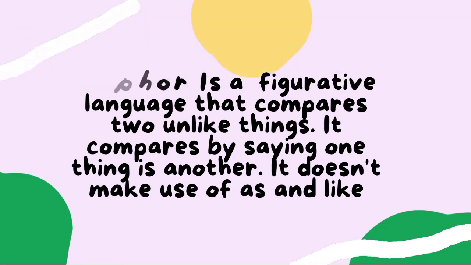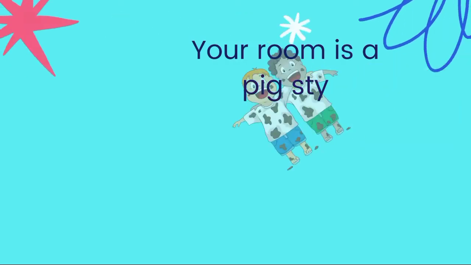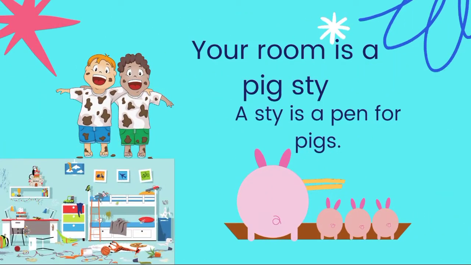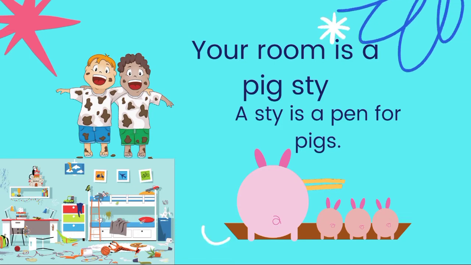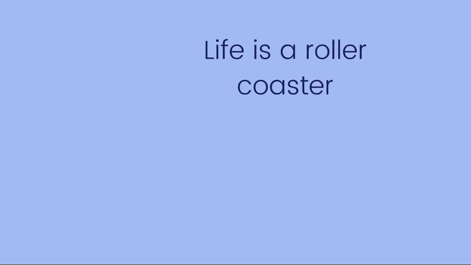For example, your room is a pigsty. What am I trying to say? Your room is messy. It's dirty. You should clean it up. So instead of saying your room is as dirty as a pigsty, metaphor tells you directly that your room is a pigsty. Okay? Do you understand? So just remove the as and the like from your already made examples of simile, and what you have there is a metaphor.